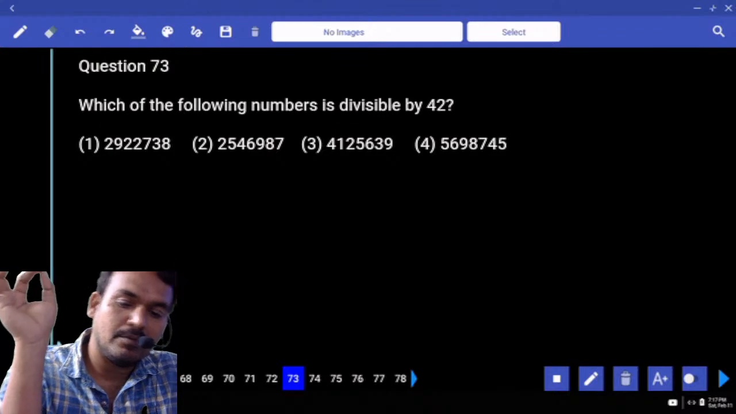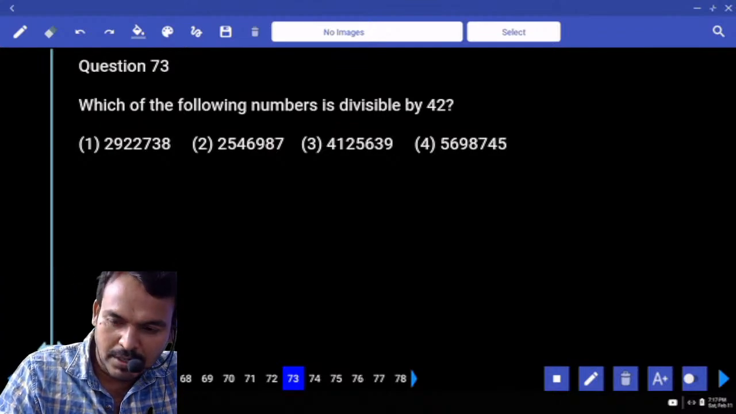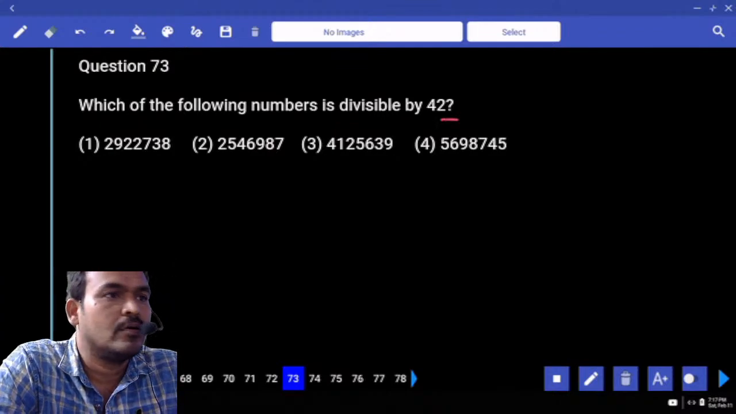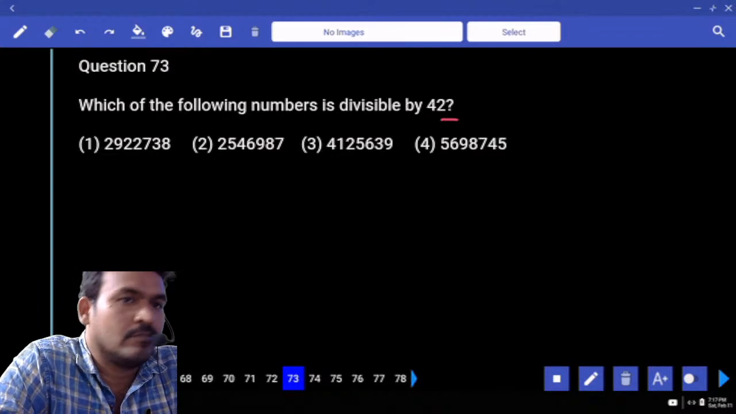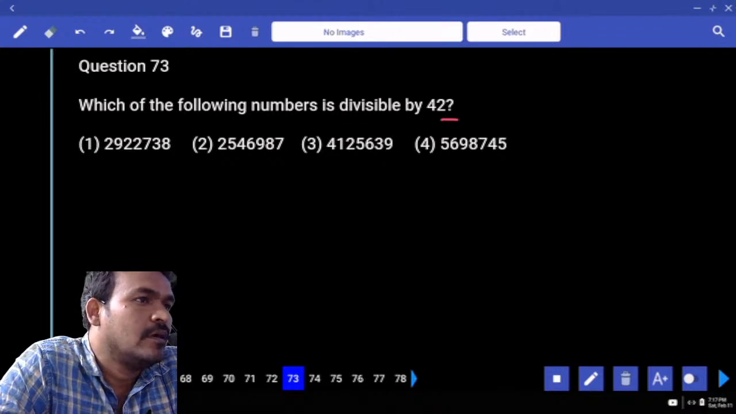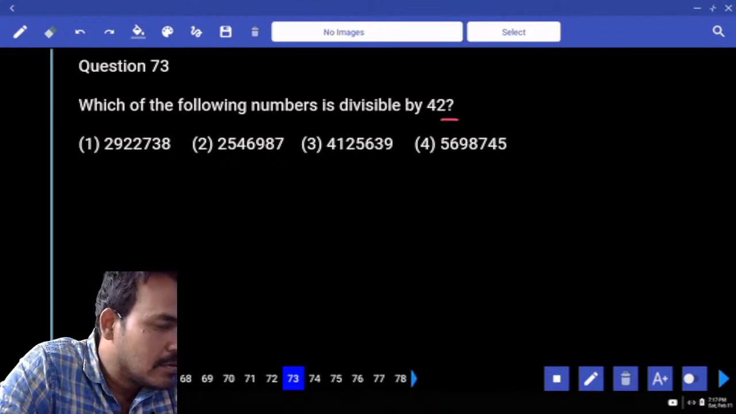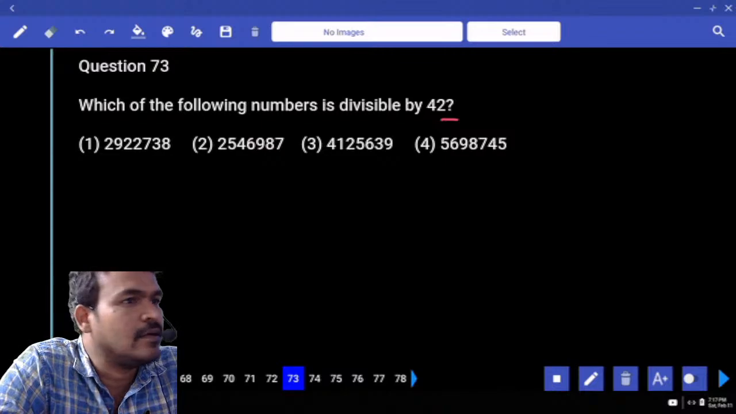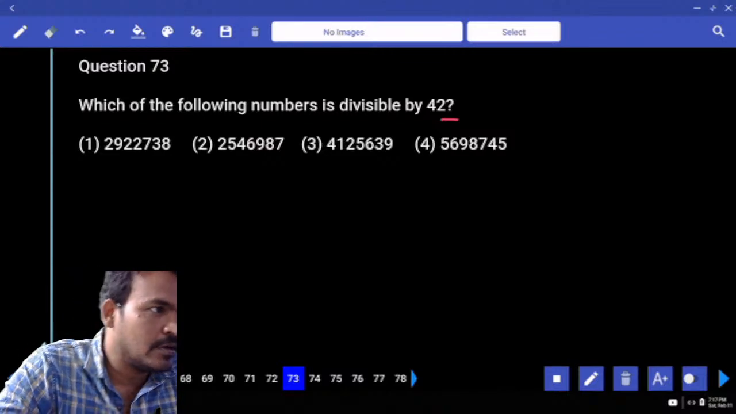Next, 73. Which of the following numbers is divisible by 42? What is the units position? 2. What is the divisibility rule of 2? Value must end with either an even number or 0. How many options end with an even number? Only one option.